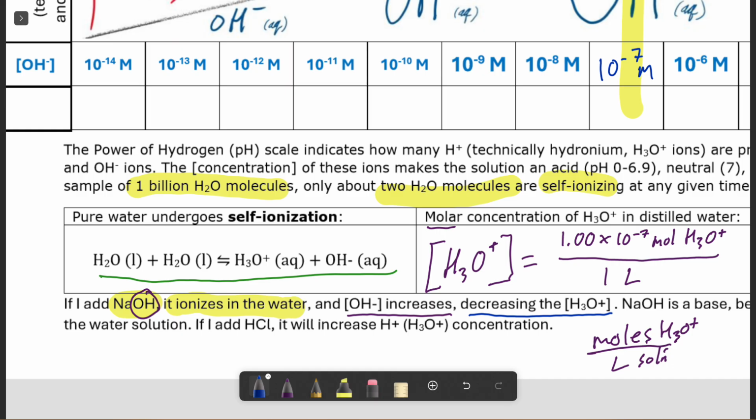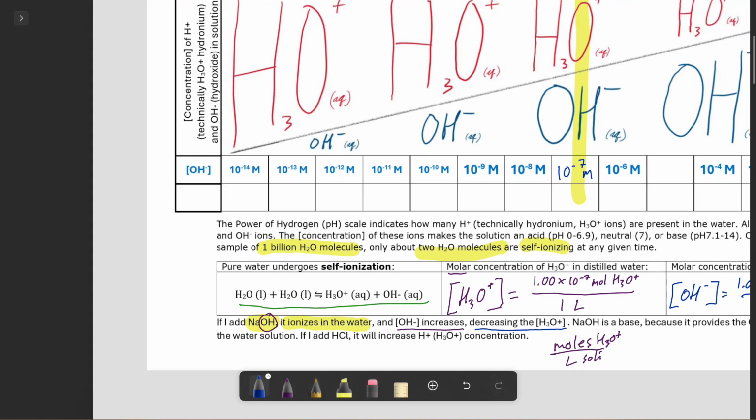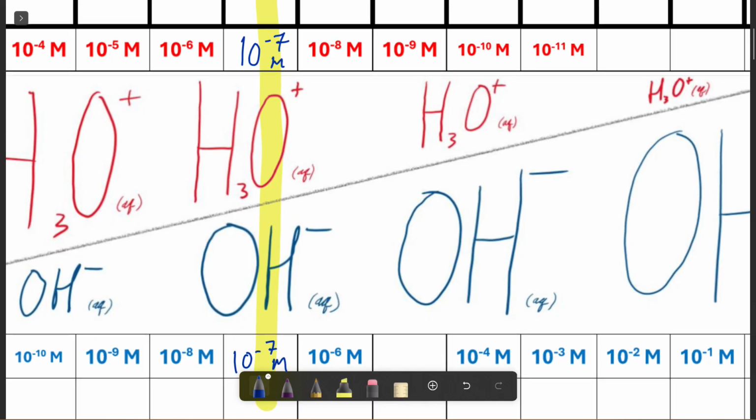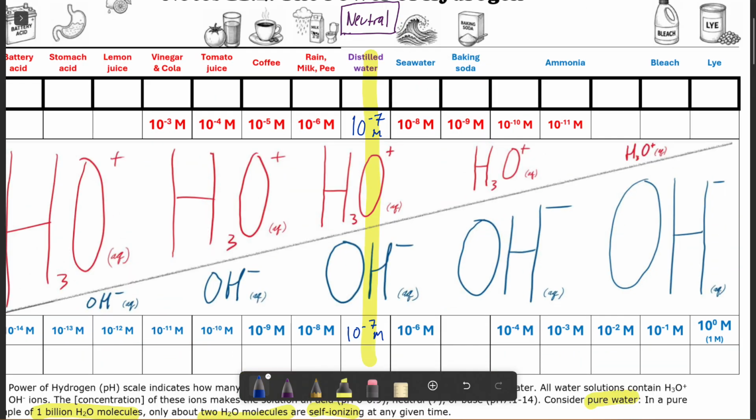So if you dump a bunch of hydroxide in, you'll increase the hydroxide, and some of that hydroxide will react with the hydronium, turning it back into water and decreasing the hydronium. Okay, so that's what's happening over here. As I'm adding more hydroxide, I'm decreasing the amount of hydronium inside of the sample.